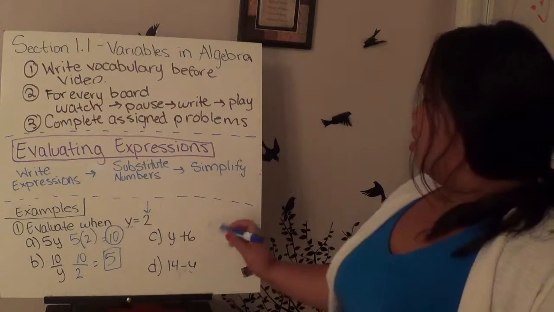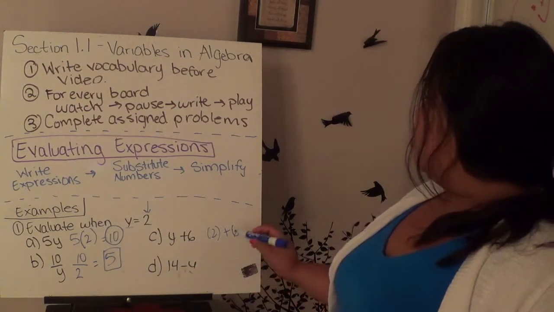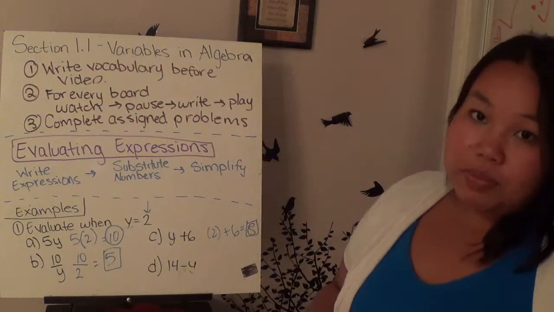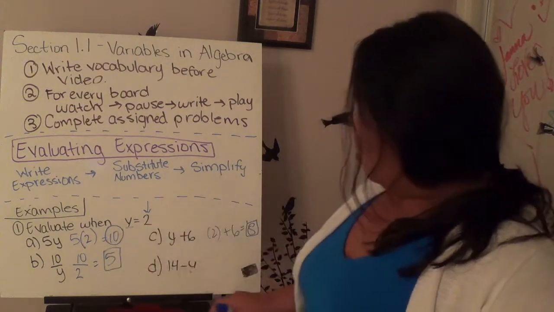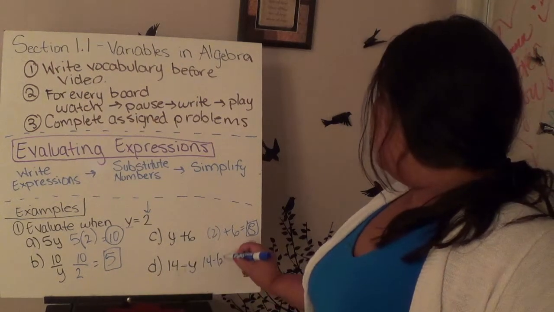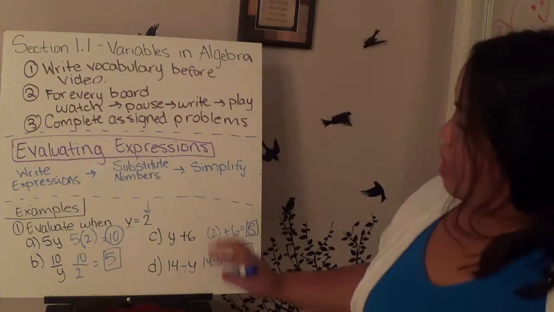Now C, this is 2 plus 6. 6 plus 2 or 2 plus 6 gives me 8. Pretty simple. You take the value for the variable, plug it in, and then solve. This is supposed to be a y. So 14 minus 2 gives me 12, and this would be my answer.